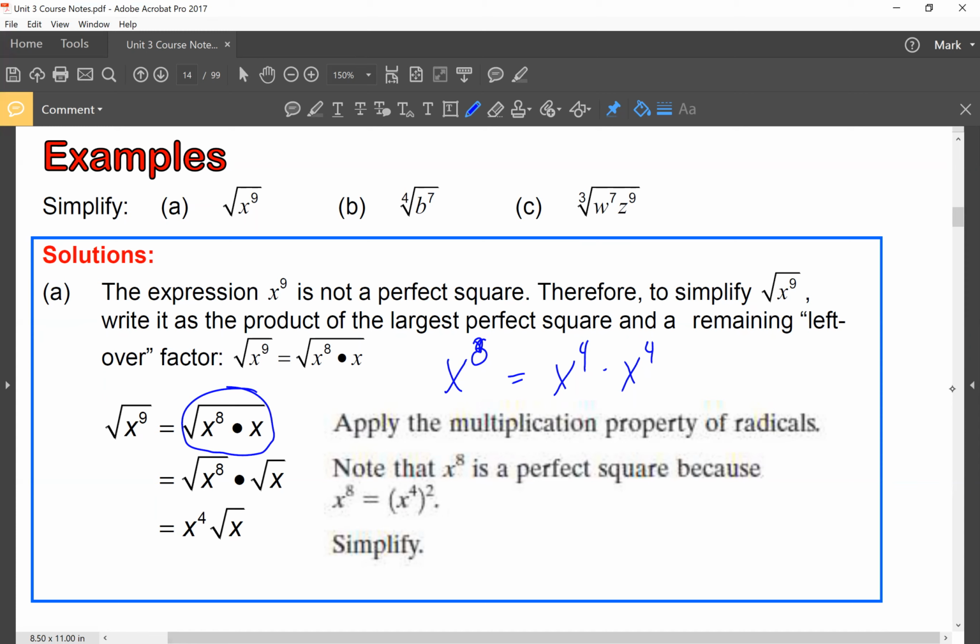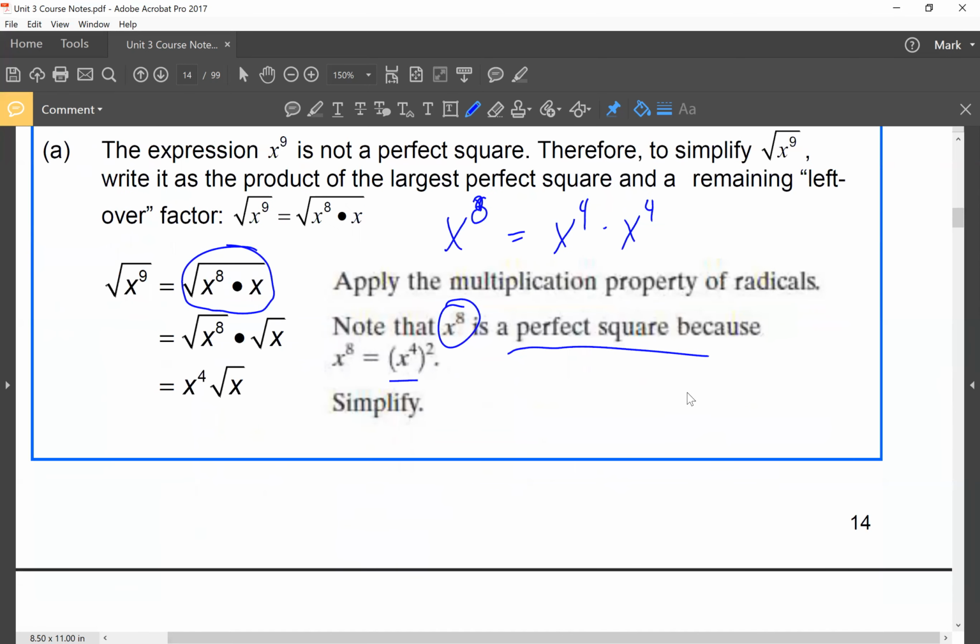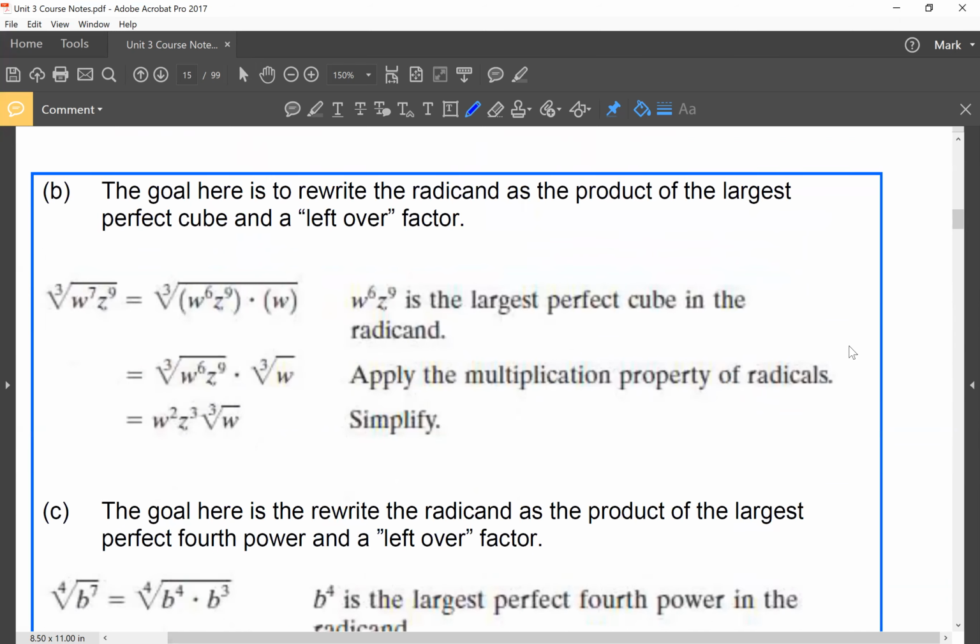So x to the power of 8 times x is 9 x's. And now I can take the square root of this. x to the 8 is a perfect square because it's x to the 4 times x to the 4. And now I can simplify that answer. So A becomes: I take the square root of x to the 8, which is x to the 4, times root x. So again, we'll do some of these for practice.